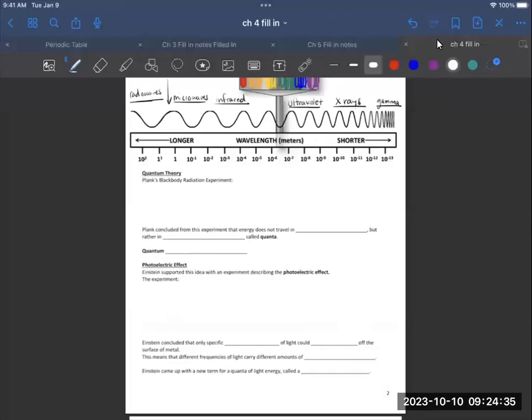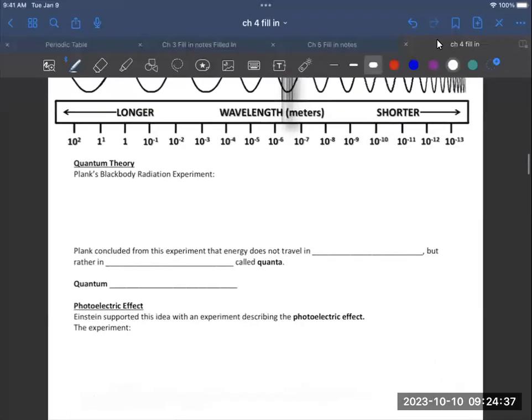Okay, folks, now that we know a little bit more about waves, let's start the conversation about how we relate the idea of waves to electrons. So it starts way back. This guy named Max Planck did something called the black body radiation experiment. And it was pretty complicated, but I'll simplify it down for you.